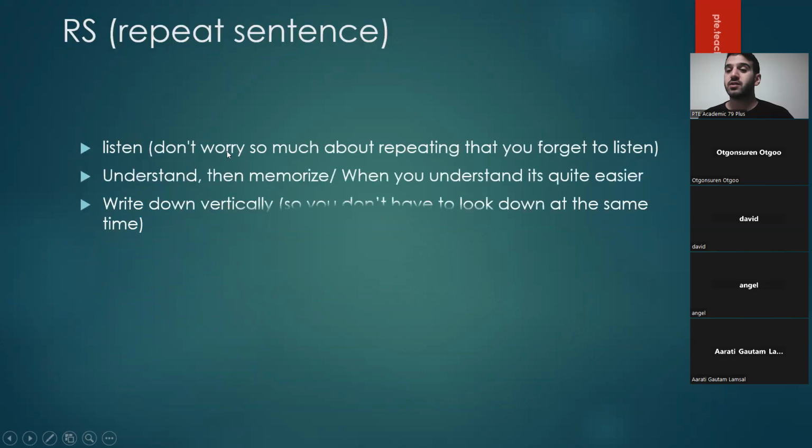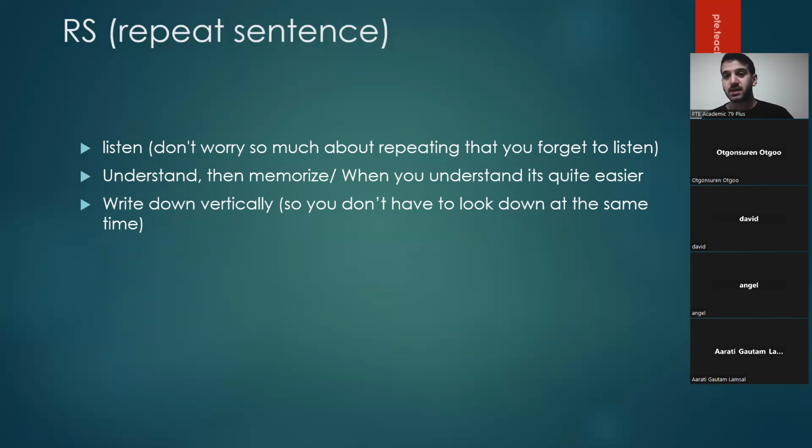First of all, listen. Don't worry so much about repeating that you forget to listen. Try to listen and understand the sentence. Once you understand the sentence, it's much easier for you to repeat it. If you say a sentence to me in your own language, it's obviously quite difficult for me to repeat it. But if you say it in my own language, in English, it will be quite easier for me. So try to understand it.